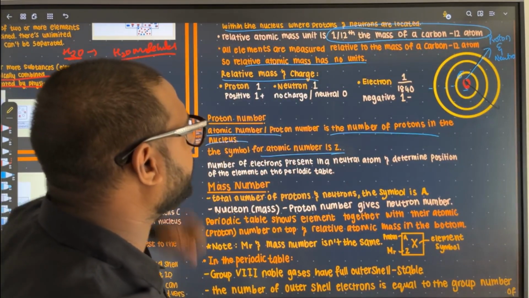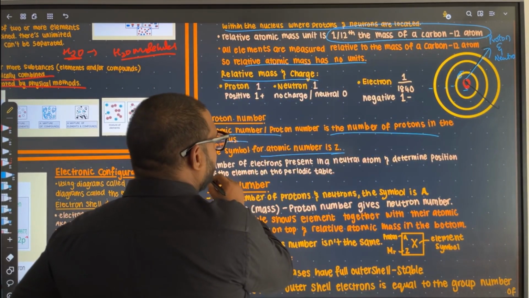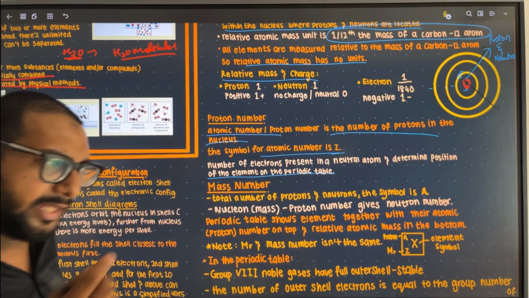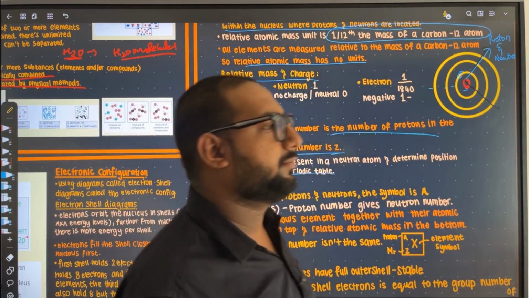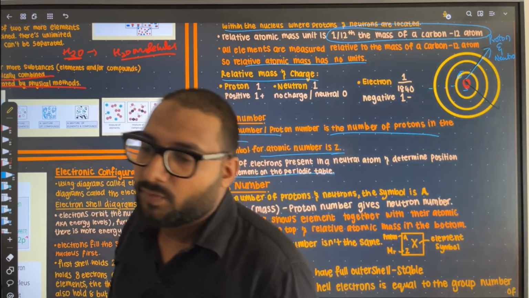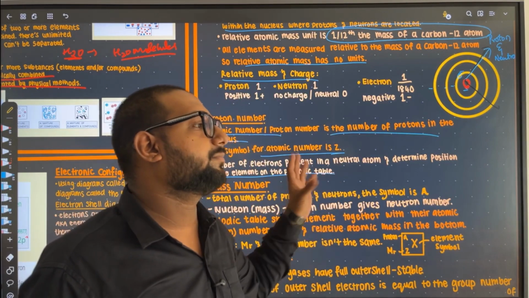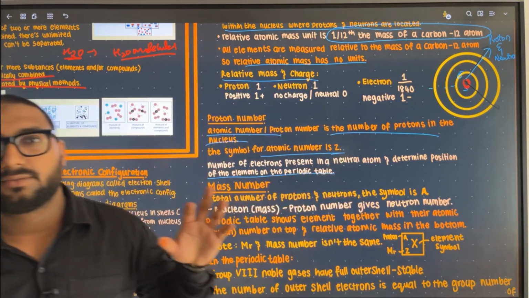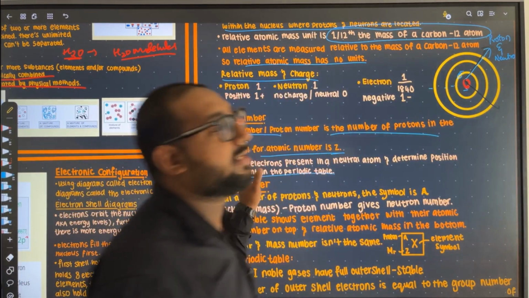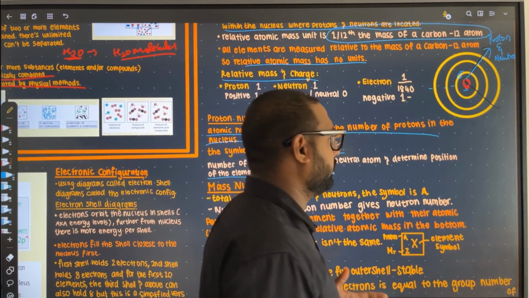It is the number of electrons present in the neutral atom and determines the position of the element in the periodic table. So basically, ये जो proton number है, this proton number will decide the position of the element in the periodic table, not like your marks. Okay. This number will decide the position in the periodic table, not like your marks.